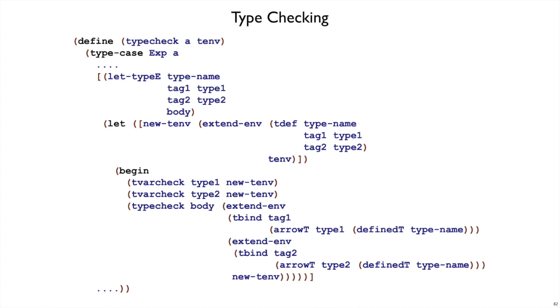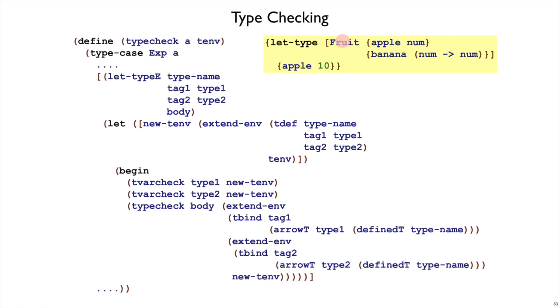Turning that into code, it looks like this. So here we've got let type. Let's consider this example: fruit, apple, and banana of apple 10. So the type name here is fruit. We've got tag 1 is apple, tag 2 is banana, and body is the apple 10.